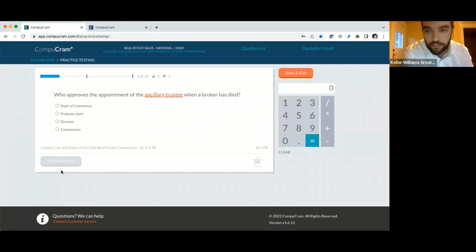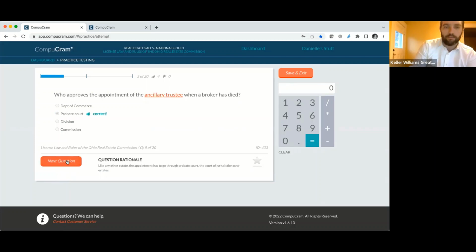Yes, look at you guys. You're going to pass this test. Probate court. Anytime you see that someone has died, your first thought should be that probate court is going to be involved.